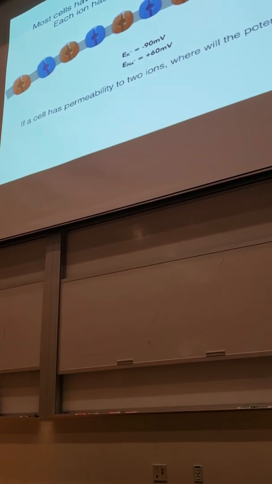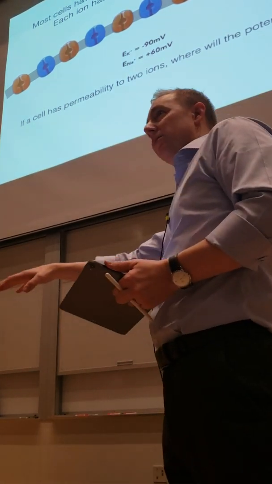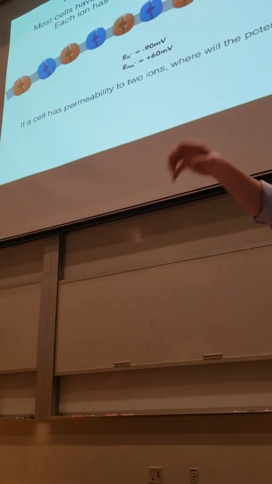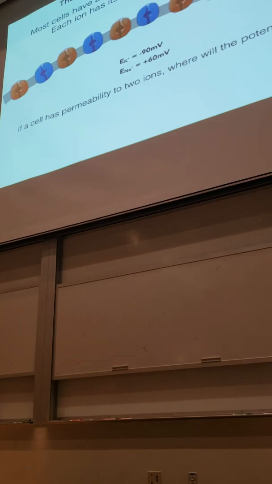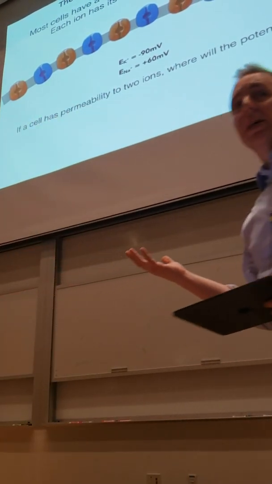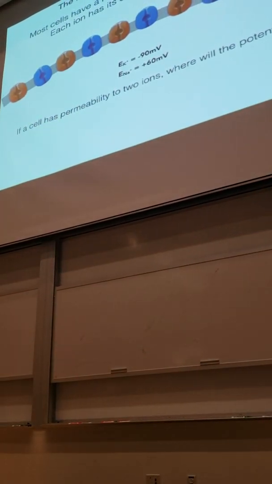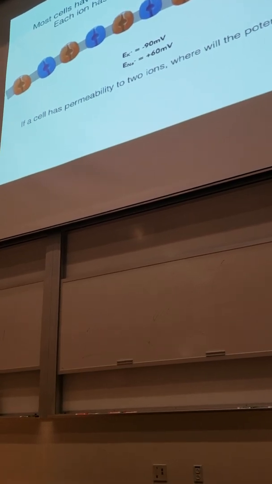Sodium, highly concentrated outside, would push its way into the cell, bringing those positive ions to the inside. Now the inside is becoming positive. So its equilibrium potential, based on its concentrations, is usually about plus 60. So what if we have a cell, and we do have cells that have both types of leak channels, so we have permeability to both types of ions.